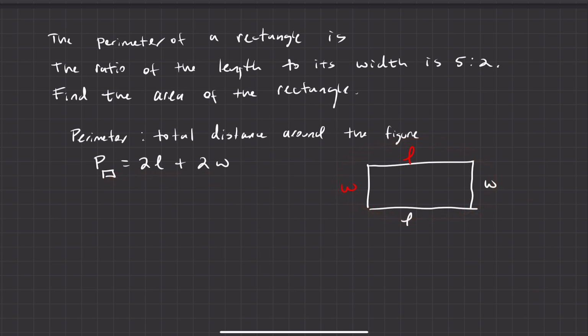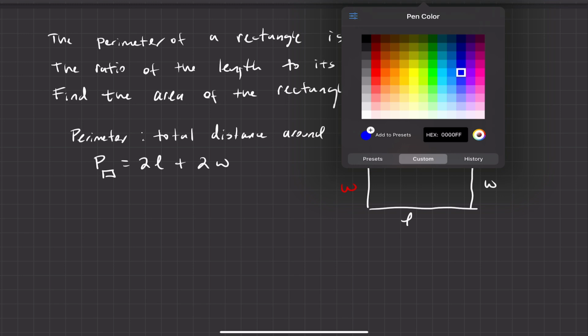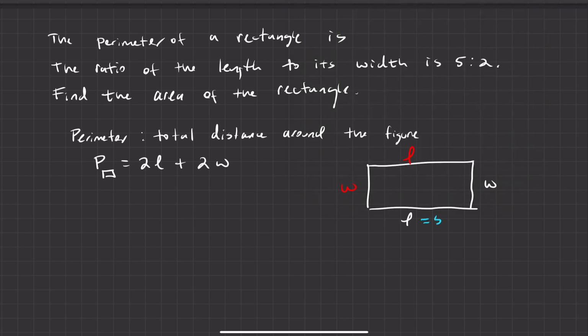Okay, so the perimeter of a rectangle is the ratio of the length to its width is 5 to 2. So it's saying length to width. This is the length, this is the width. So I'm going to call this 5. But is it really? Oh, sorry, not 5 here. It's actually 2. I should use a different color, something lighter. So this is 5 and this is 2.